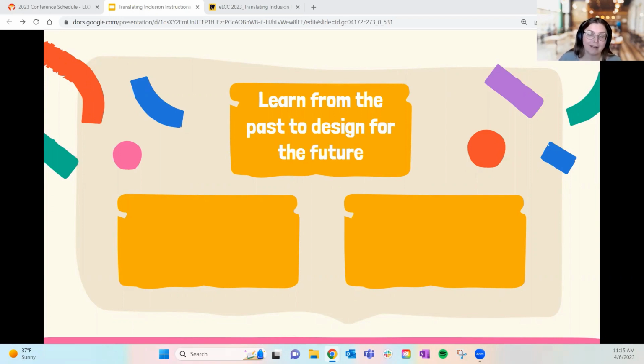So the first is that we have to learn from the past to design for the future. The historic foundation of higher education was created to serve only wealthy white male students. And as we think about higher ed, especially as it started as this ivory tower, these exclusionary practices can still be felt throughout the system of higher ed today. So as we know, the higher ed system can create, reinforce, and maintain social inequality and biases by promoting these cultural practices from the dominant view.